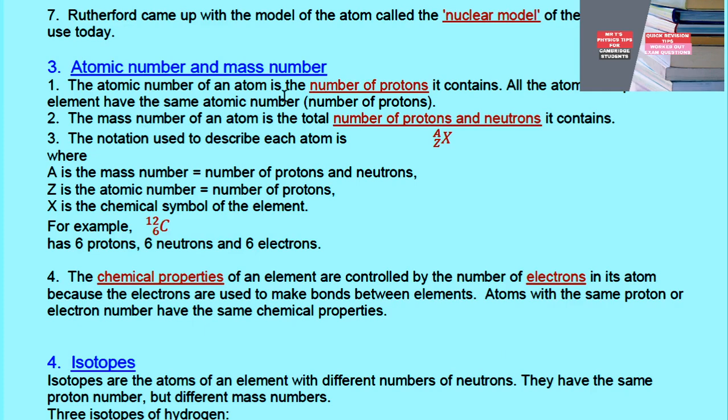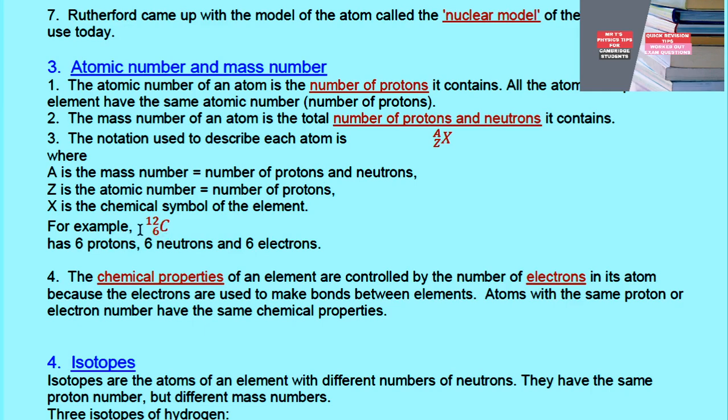Atomic number and mass number. The atomic number of an atom is the number of protons it contains. All the atoms of a particular element have the same atomic number, or the same number of protons. The mass number of an atom is the total number of protons and neutrons it contains. The notation used to describe each atom is this one, that's called the nuclide notation. X is the nuclide, which is the element. A is the mass number or nucleon number, and Z is the atomic number or the proton number.